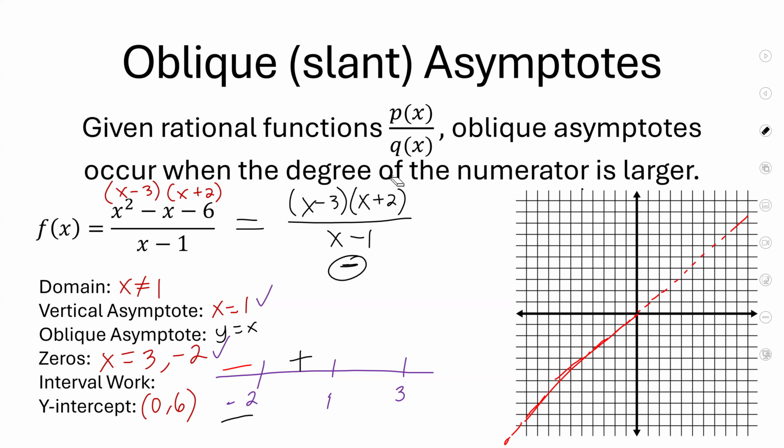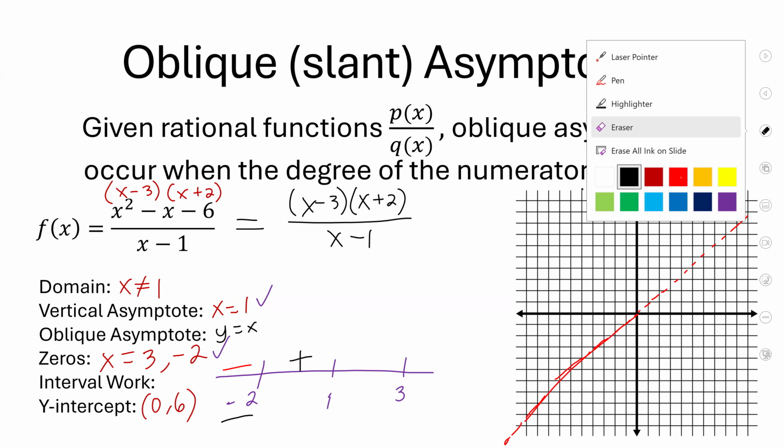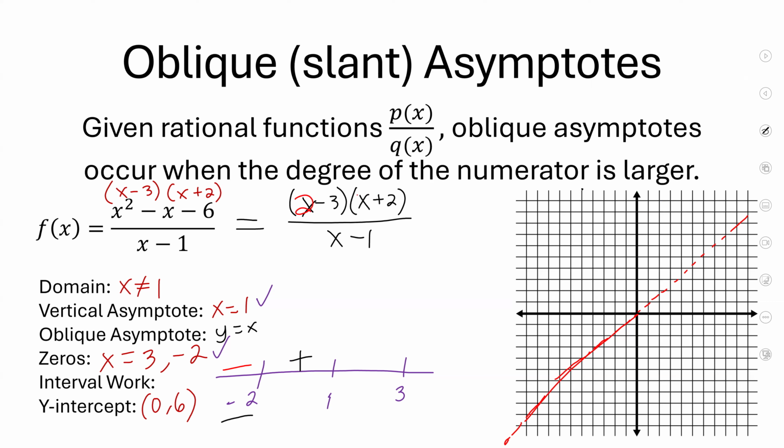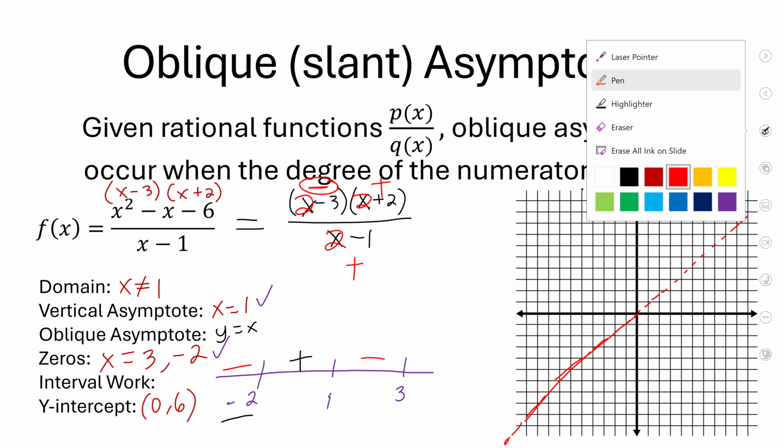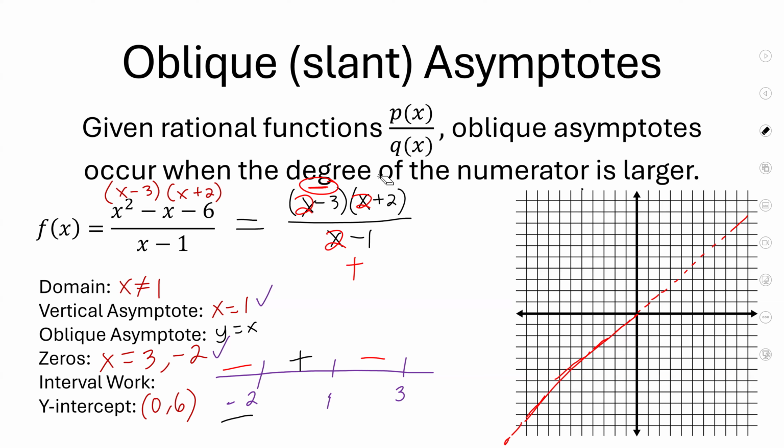Okay, now let's plug in a number between 1 and 3. What number did you guys test? 2? Okay, so if I plug in a 2, I get negative, positive, positive. I have 1 negative, 1 is odd. So what does that mean? It'll be negative. Okay, now let's plug in a number that's bigger than 3. What did you guys plug in? 4. Okay, so if I plug in a 4, all of these are positives.